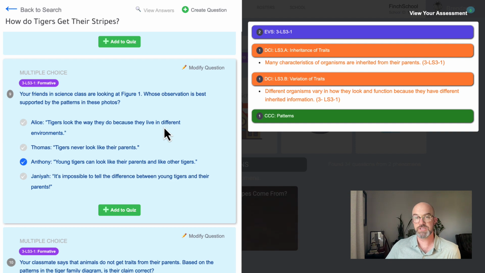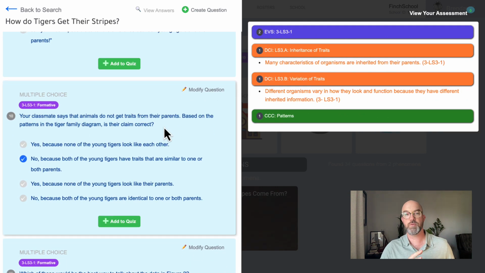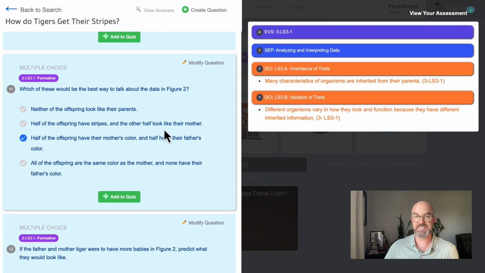We have a few of these questions, and there are essentially two different ways that we ask these questions. One will ask about the DCI and the cross-cutting concept. Those are kind of like the two halves of the standard. Or we'll ask questions about the DCI and the SEP. So if students are able to take their understanding of inheritance and variation and apply it to the science and engineering practice of analyzing and interpreting data. Let's dig into one of these questions and take a look.